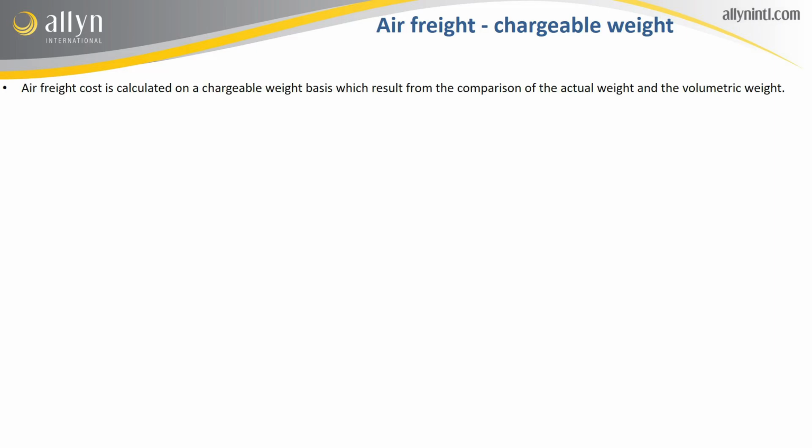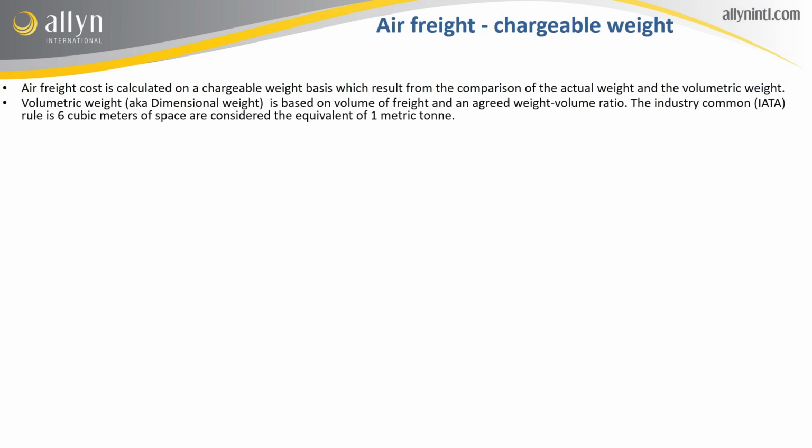Air freight charges are generally calculated on what is called the chargeable weight. This chargeable weight comes from the comparison of the actual weight and the volumetric weight. The volumetric weight is based on the volume of freight and an agreed weight-volume ratio. Volumetric weight is also commonly called dimensional weight.